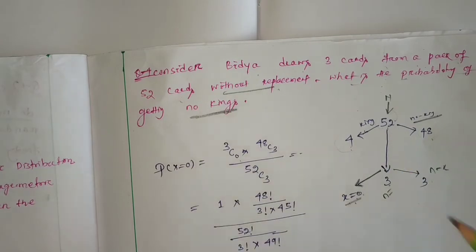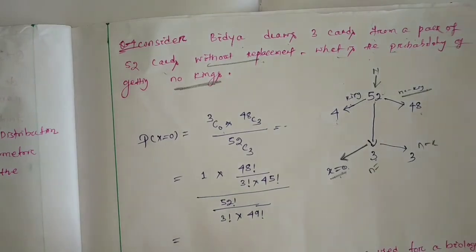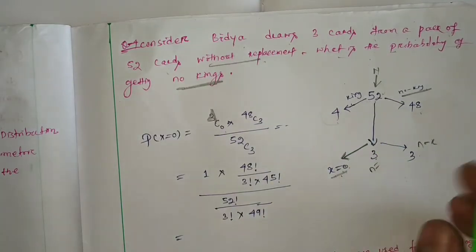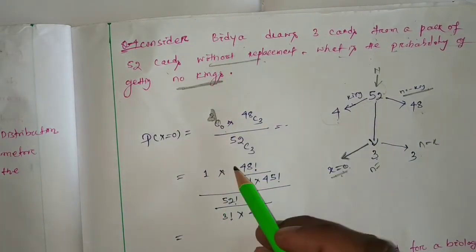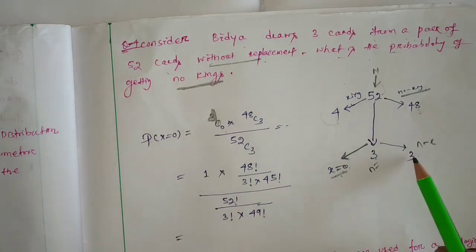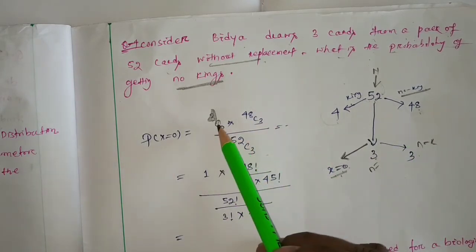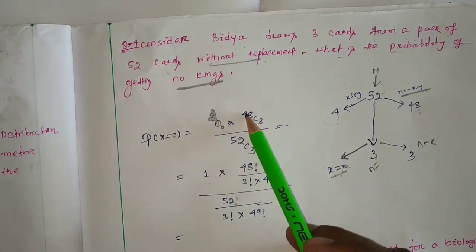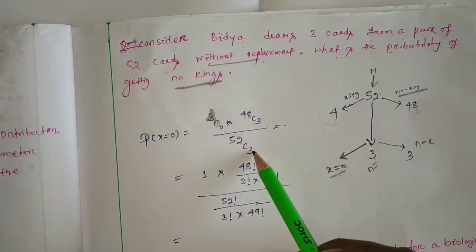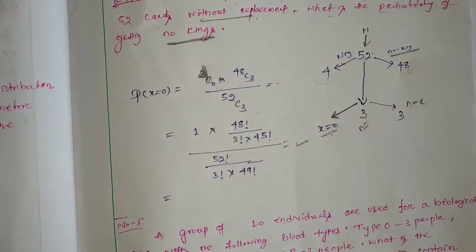4c0. Here I mistakenly wrote 3c0 instead of 4c0. From 4 kings, no kings have to be selected. So 4c0 into no kings, which will be 48. From the 48, all the 3 cards have to be drawn: 48c3 divided by 52c3. So 4c0 will be nothing but 1, and 48c3 is 48 factorial by 3 factorial into 45 factorial, and 52c3 is 52 factorial by 3 factorial into 49 factorial. You just calculate and find the final answer.